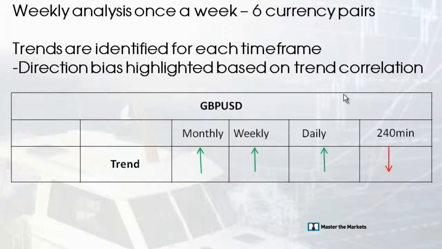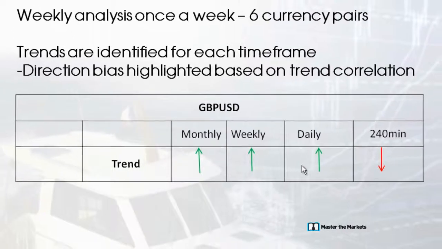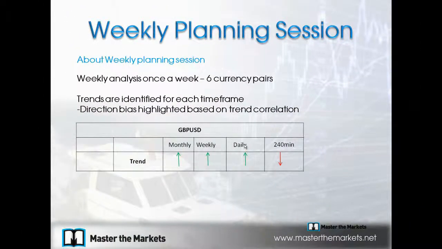Let's take this for an example. On cable here, we're looking at much higher time frames than our daily market analysis. We'll be looking at a monthly time frame, weekly, daily, and a 240. In this example here, you can see there is an uptrend bias across the monthly, weekly, and the daily. Things like this will be highlighted to you on the weekly planning session every week, once a week.